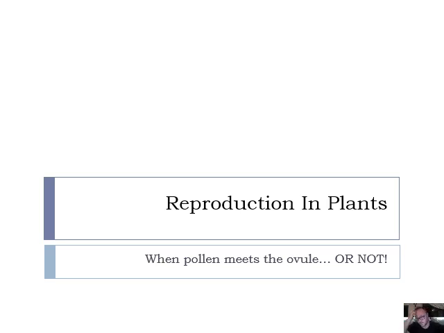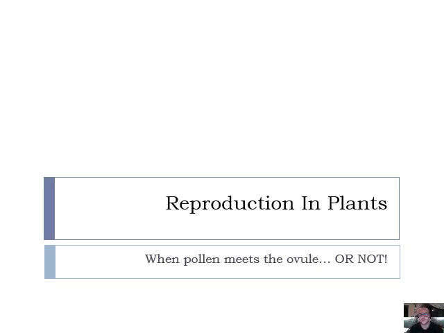So now that you have an understanding of how pollen is moved from the anthers to the stigma, and we'll go over that a little bit later when we do adaptations of pollination as well, you have a little bit of a better understanding of fertilization and how fertilization occurs.